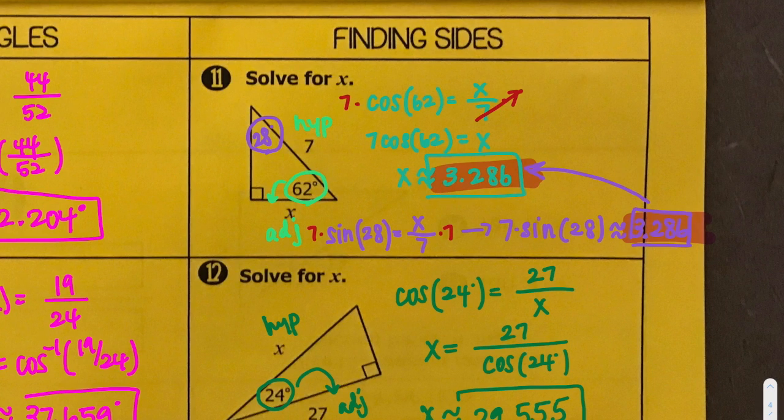So it goes to show you that the length that you're looking for is going to be the same value no matter which one you use. It all depends on what information you're working with.